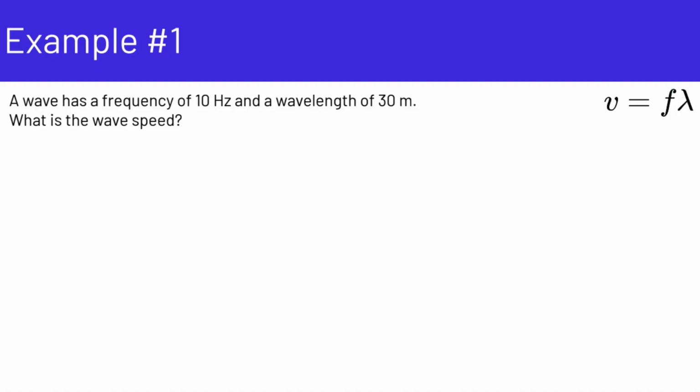All right, so now we're going to work some examples using the wave speed equation. In this example, a wave has a frequency of 10 hertz and a wavelength of 30 meters. We want to know what is the wave speed. Our equation for wave speed is V is equal to the frequency times the wavelength. So our frequency is 10 hertz, so it's 10 per second, and our wavelength is 30 meters. So that is going to be 300 meters per second.